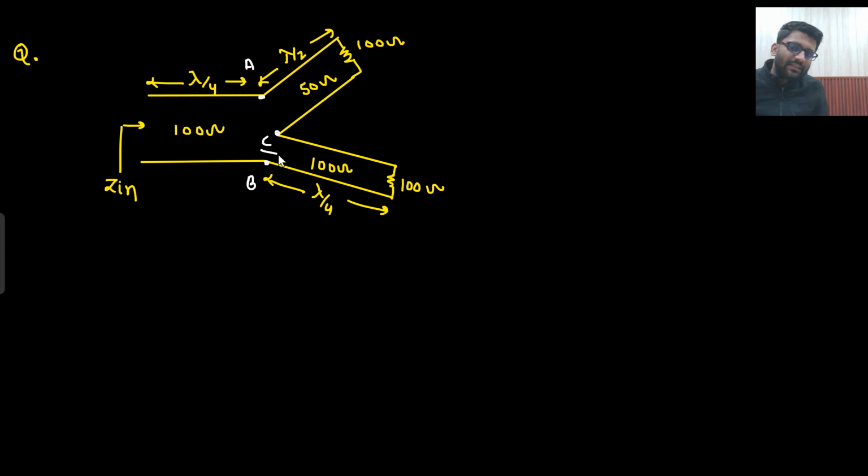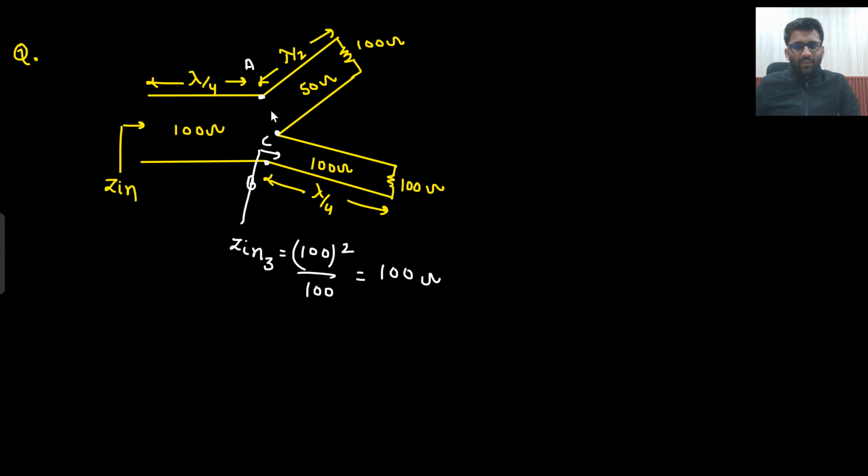So how much impedance will this give you? Between C and B, lambda by 4 distance is there. So the impedance, let's just call it Zin 3, is Z naught square by ZL, 100 square by 100. So from here you will get 100 ohm. And what about from here? The length is lambda by 2. So after every lambda by 2, the same load is repeated. What is the load? 100 ohm only. So between A and C, this is 100 ohm.